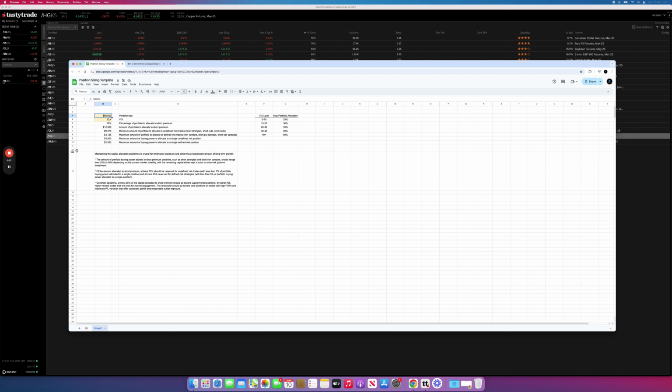It's a dynamic spreadsheet, and the way it works is you enter in the size of your portfolio. So we're just going to be basing this on a $100,000 account. And then you also want to enter in whatever the current VIX level is. So we're just going to pretend that the VIX is at 23.1, and then everything is going to be calculated for you.